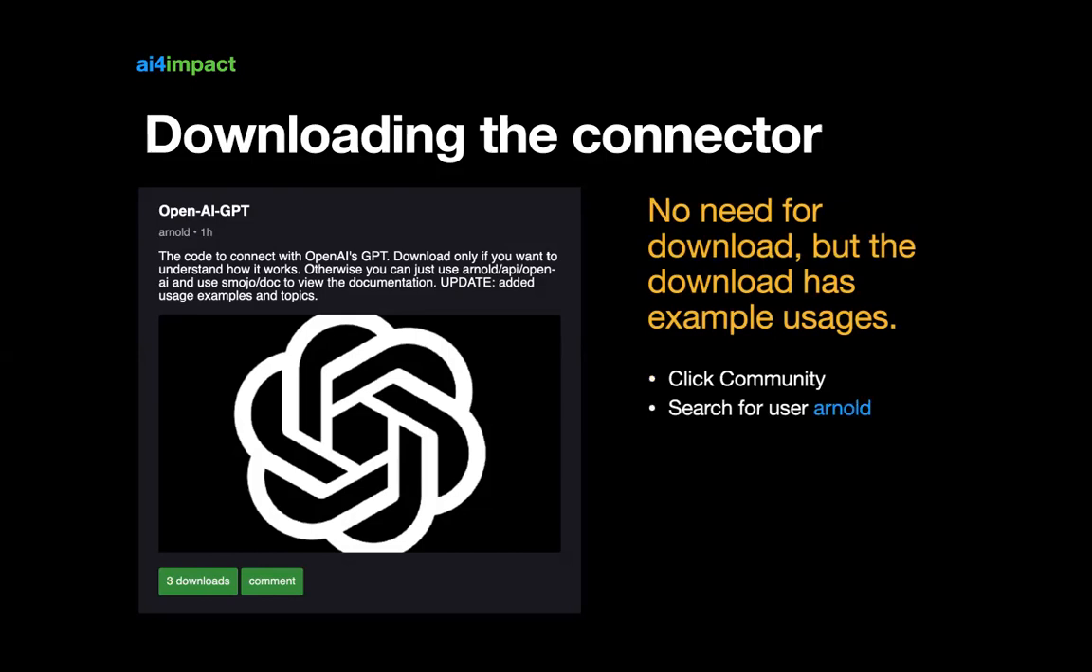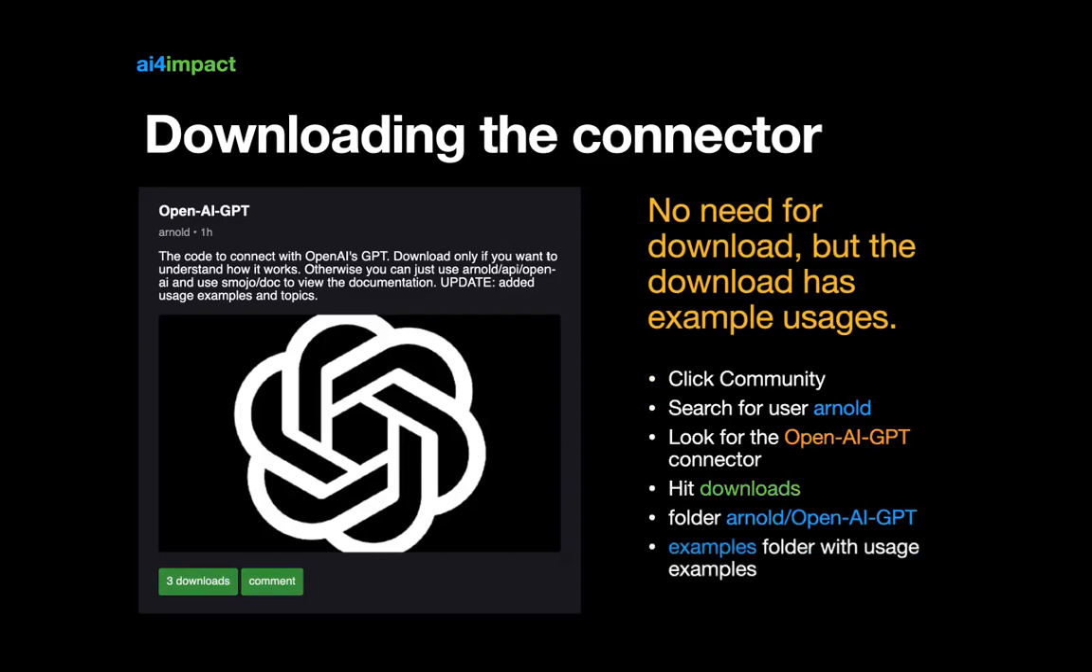So you click on community, search for my name, because it's posted under my username on my community page. So search for user Arnold, and look for OpenAI GPT connector. It looks like that on the left. Hit the downloads, and it should be in your Arnold/OpenAI GPT folder. If you look inside, you'll see an examples folder with some usage examples. I may extend this later on. The root folder, in other words OpenAI GPT, contains the actual source code to create the connector itself.